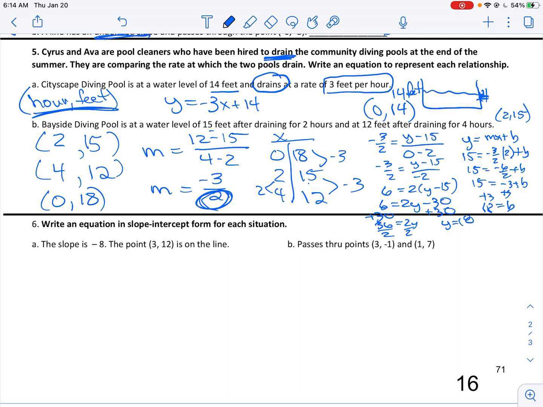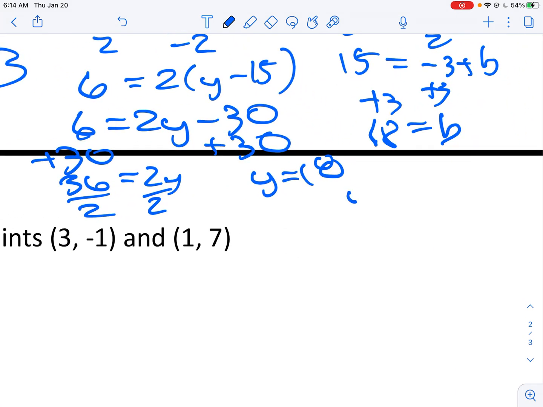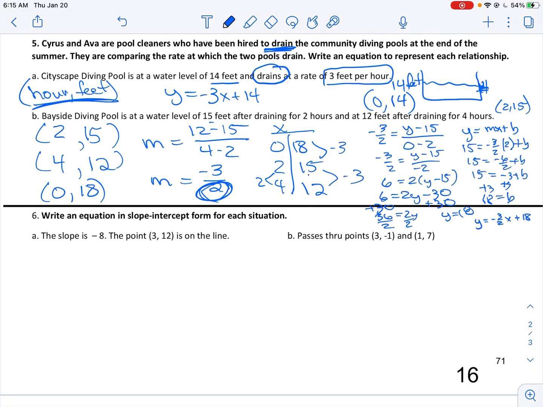So the equation for this one, where am I going to put it? I'll put it right here. It would be y equals negative 3 over 2x plus 18. I don't care which way you find the y-intercept. All three of them will work. Okay.